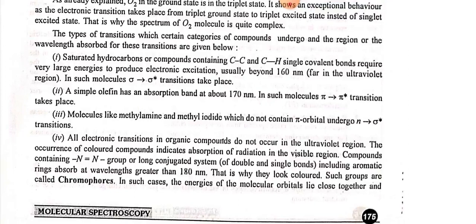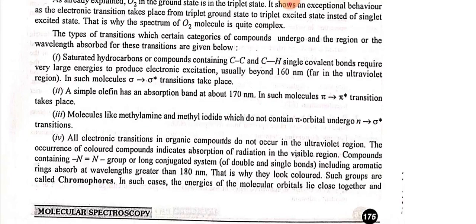Saturated hydrocarbons, or compounds containing C-C or C-H single covalent bonds, require very large energy to produce electronic excitations, usually beyond 160 nanometers, far in the ultraviolet region. In such molecules, sigma to sigma star transitions take place. Point two. A simple olefin has an absorption band at about 170 nanometer. In such molecules, pi to pi star transitions take place. Third, molecules like methylamine and methyl iodide, which do not contain pi orbitals, undergo n to sigma star transitions.